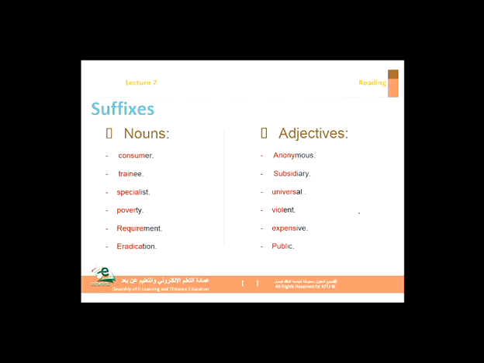So we have the word consume, then -er, consumer, train, -ee, so a person who is being trained, specialist, poverty, requirement, eradication. These are nouns, all right? And these here are adjectives. Why? Because we have suffixes. So adjective suffixes. Anonymous, subsidiary, universal, violent, expensive, and public. All right.